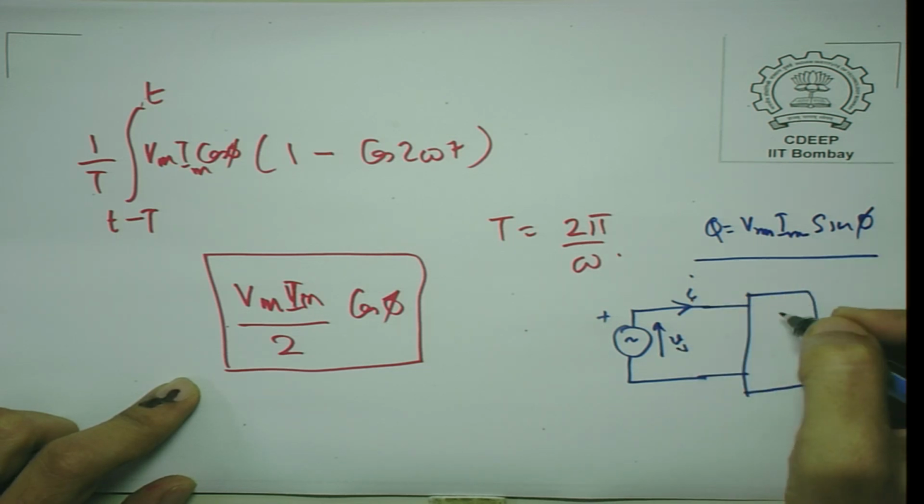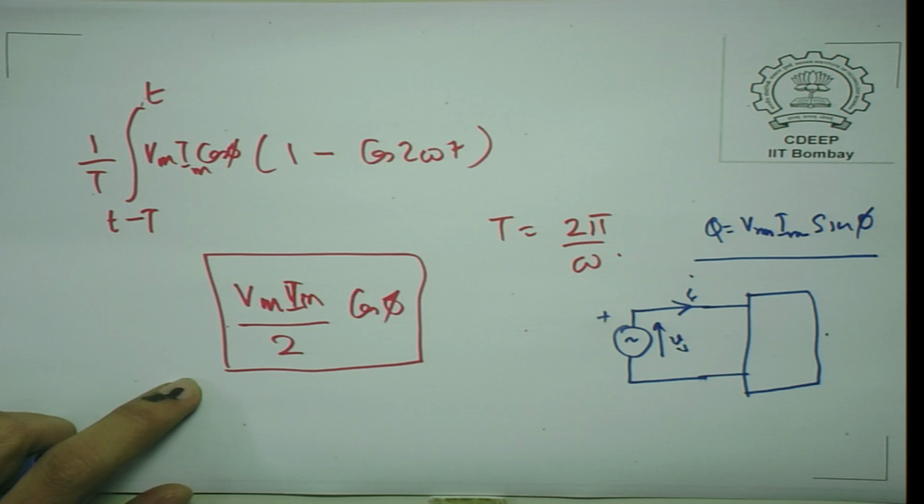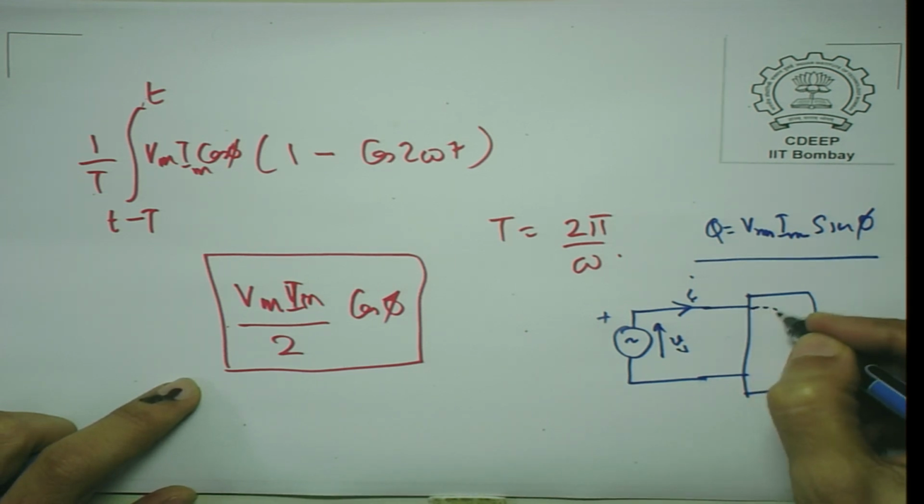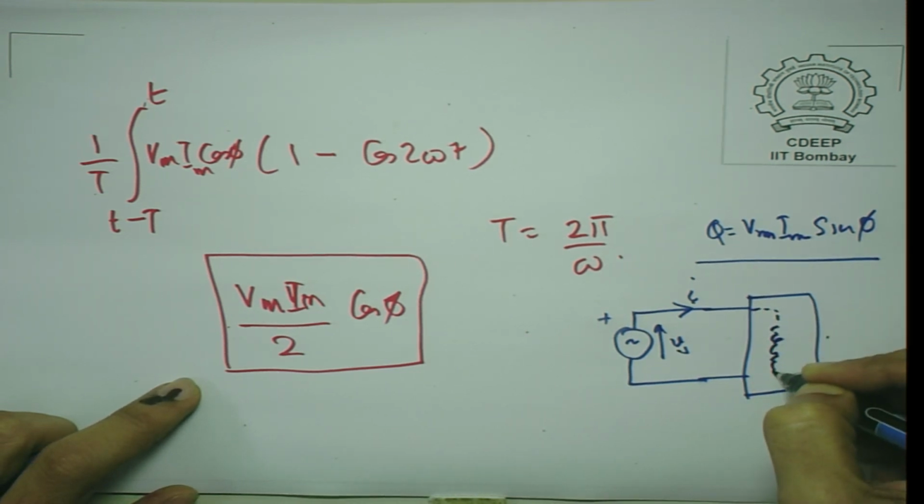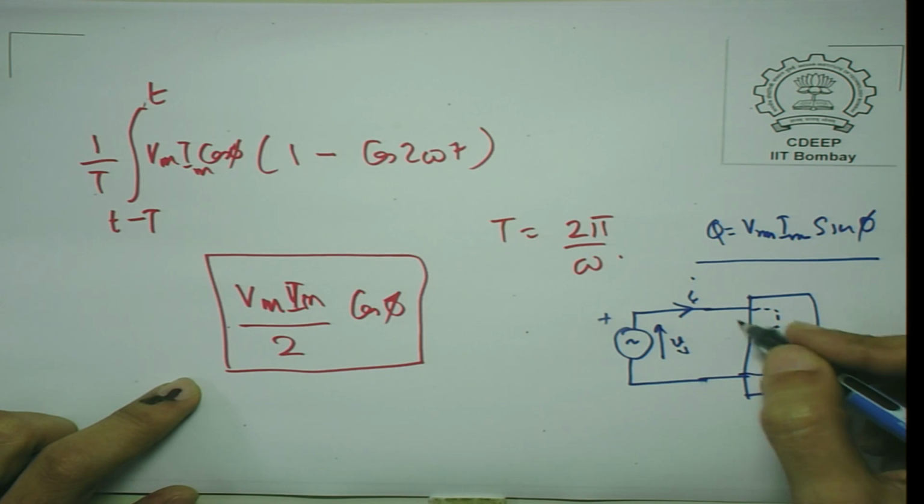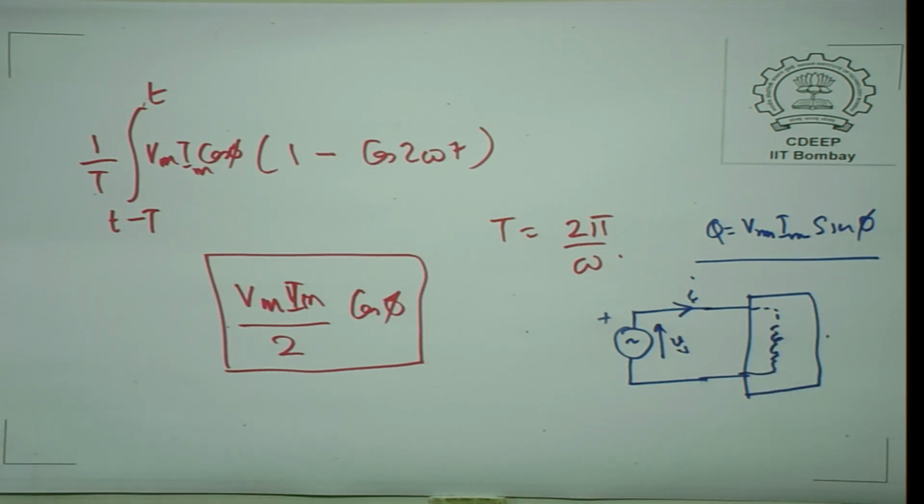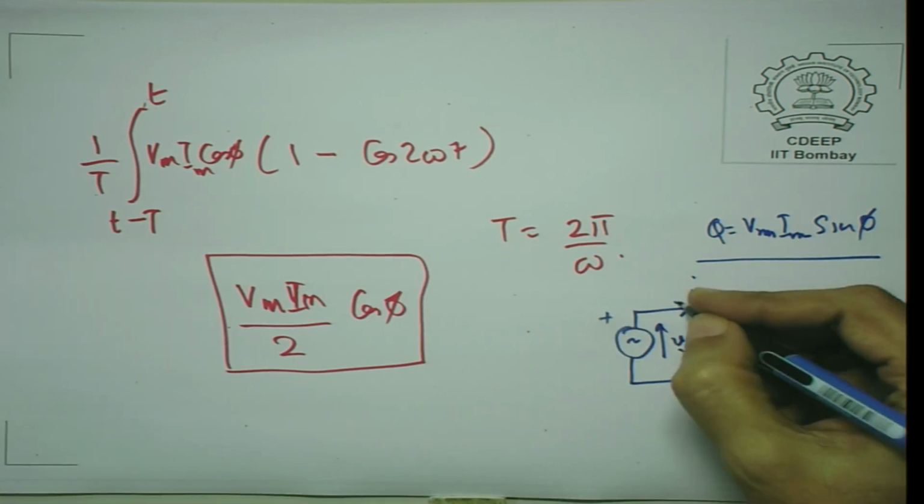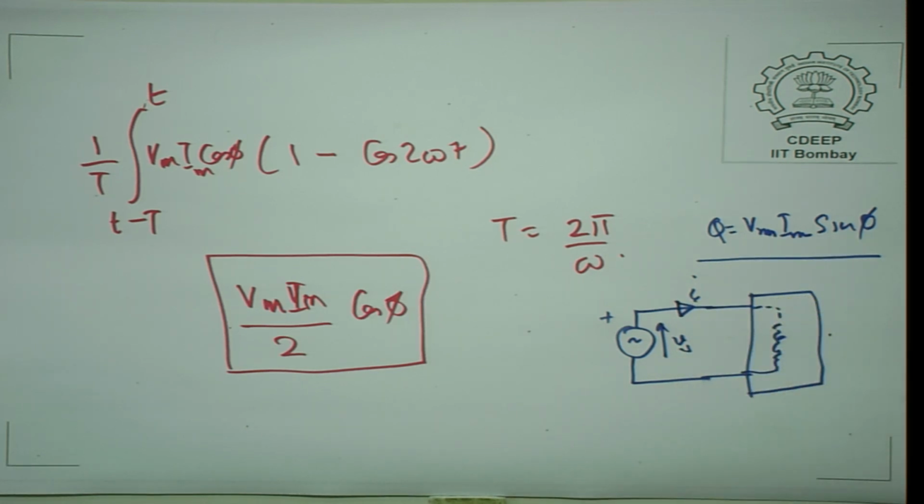Under these circumstances, what I have mentioned is true. That is, if you have an inductor or an inductive circuit like an RL circuit, you will find that the current lags the voltage. Because it lags the voltage, you will find Q comes out to be positive. We say that the Q is being absorbed because the direction of current is this way. We say that the inductor absorbs positive reactive power.